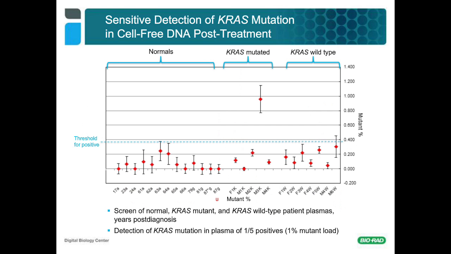We then used the KRAS multiplex assay to detect KRAS mutations in normal and patient cell-free DNAs. The plasma samples were taken years post-diagnosis, and as such, we were not surprised to only find 1 KRAS positive patient sample. This was present at 1%. None of the normal or wild-type KRAS patients revealed a KRAS mutation using this strategy.